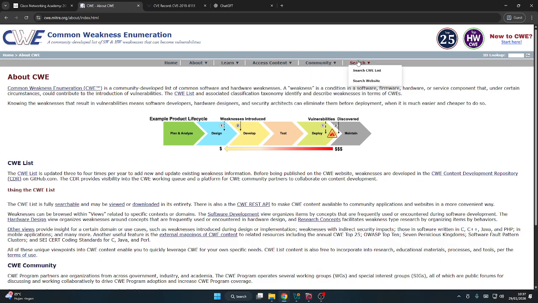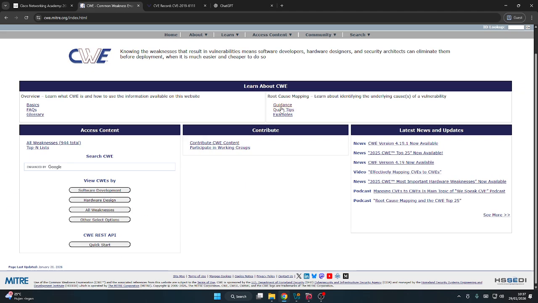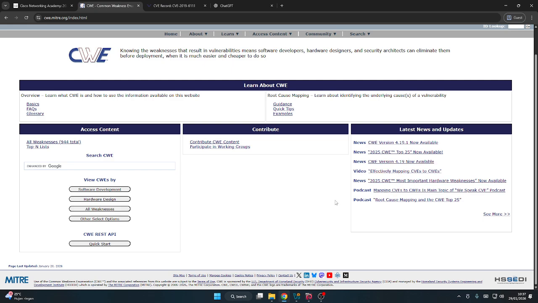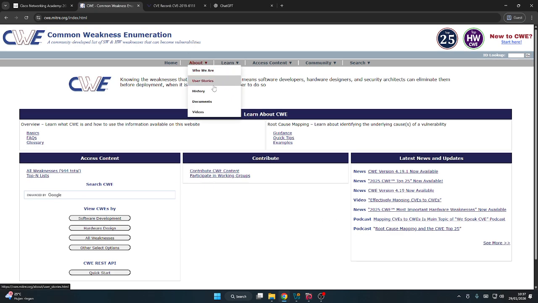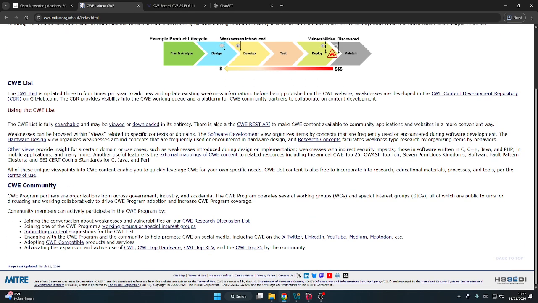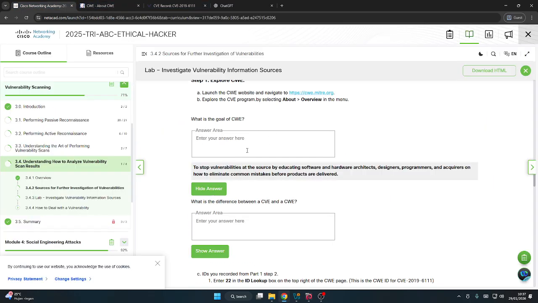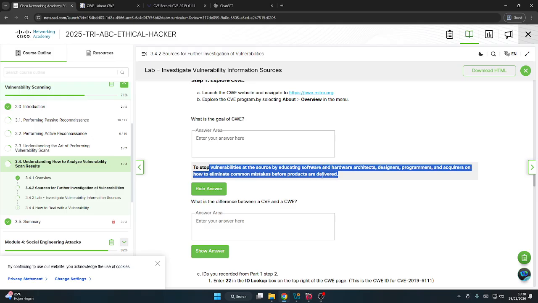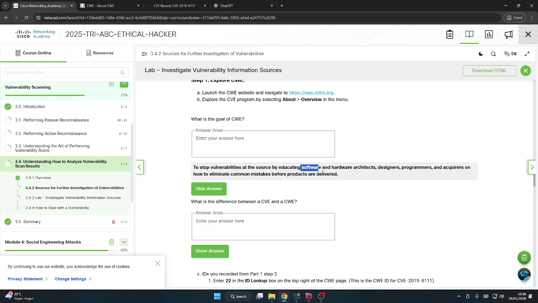So we can see the home, basics, top. Maybe we can stop vulnerabilities at the source by educating software and hardware architects, designers, programmers, and acquirers on how to eliminate common mistakes before products are delivered.